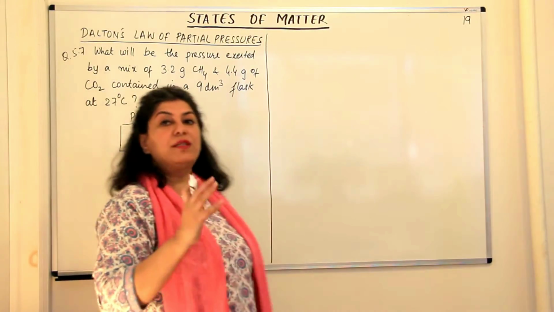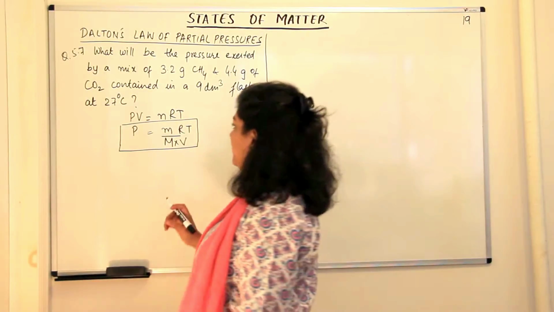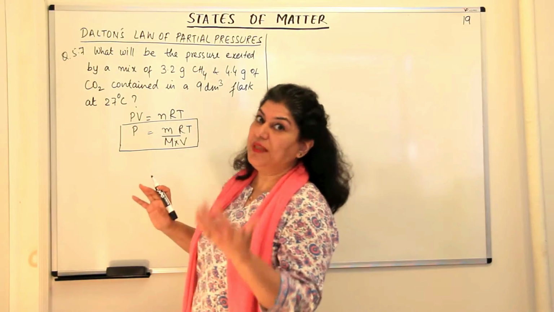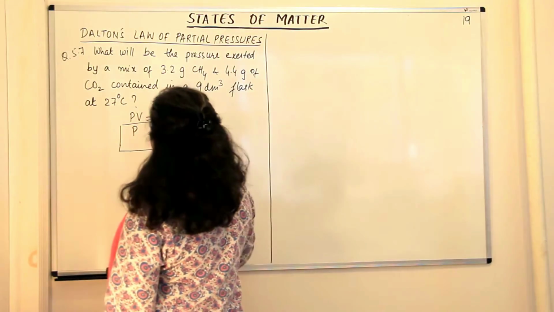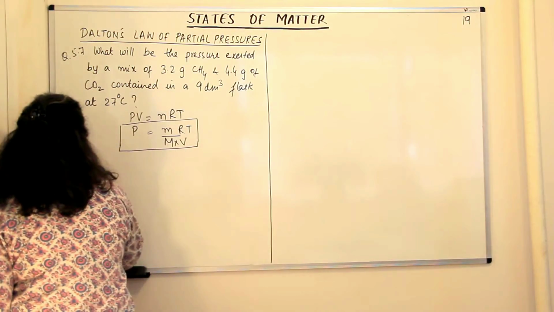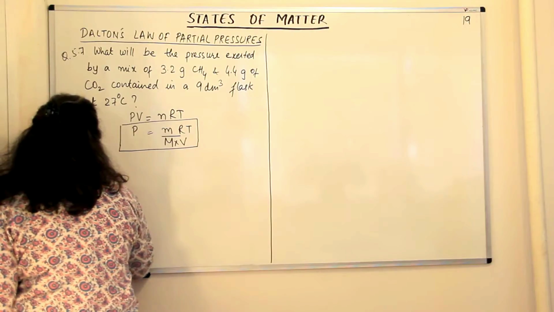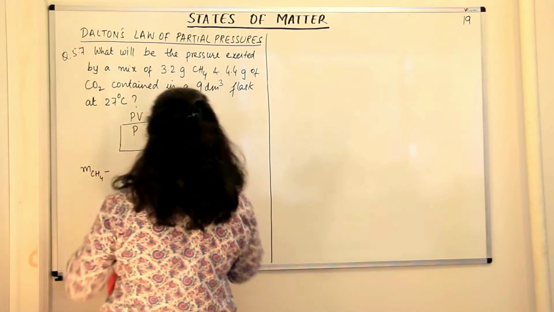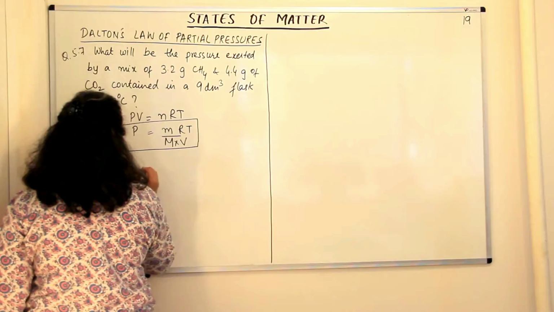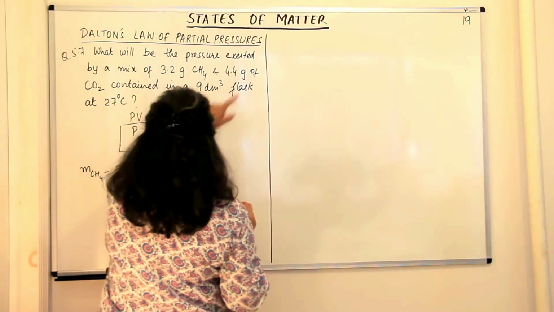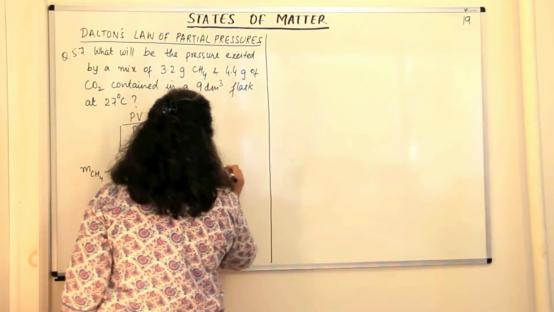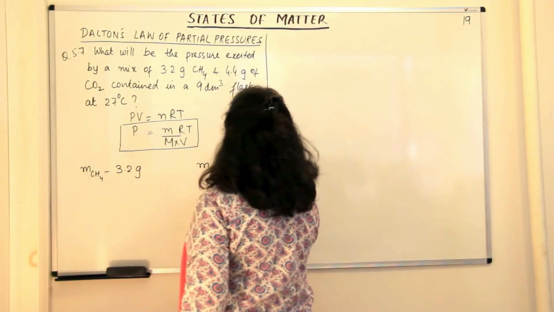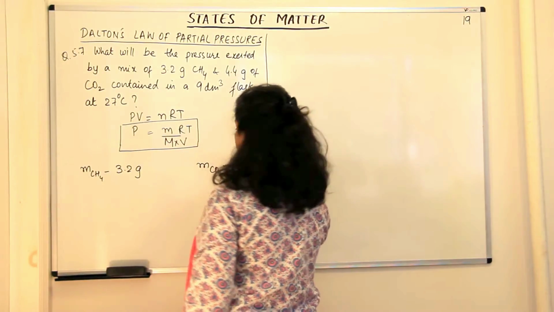Now let us see what are the quantities that are given to us. What are the two gases we have? We have methane and we have carbon dioxide. Okay, so let us start with methane. What is the mass of methane? The mass of methane given to us is 3.2 grams, right? And what is the mass, small m, of carbon dioxide given to us? The mass of carbon dioxide given to us is 4.4 grams.